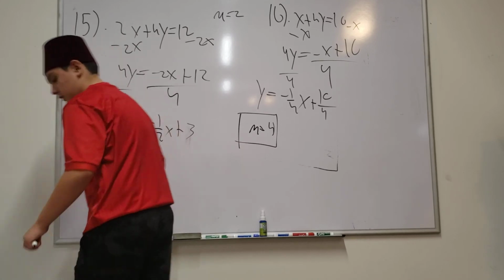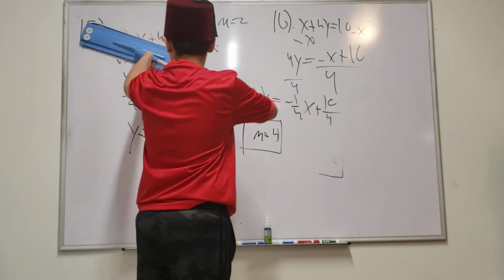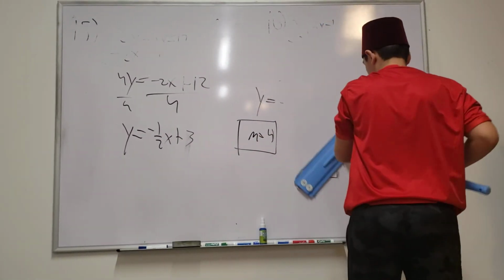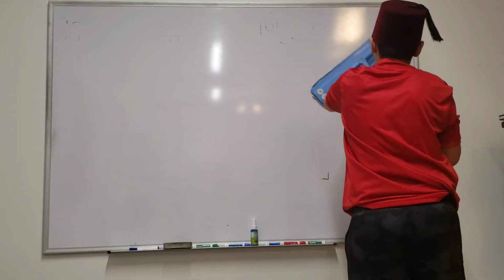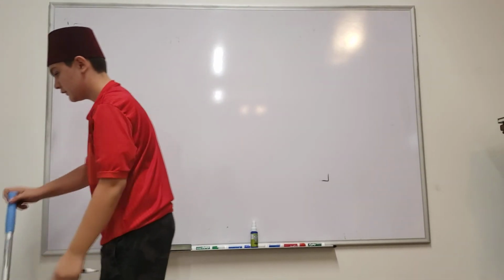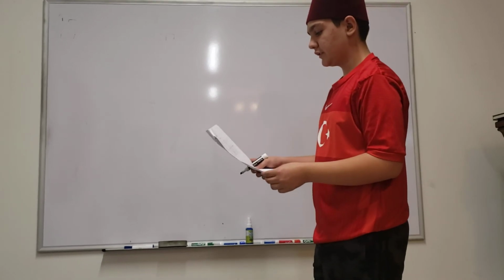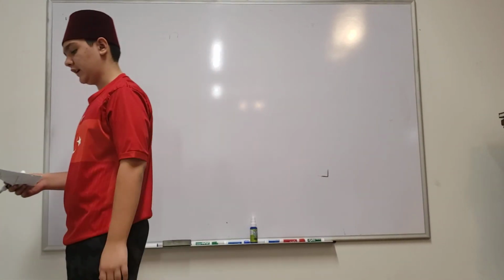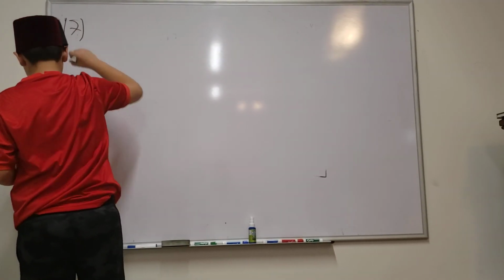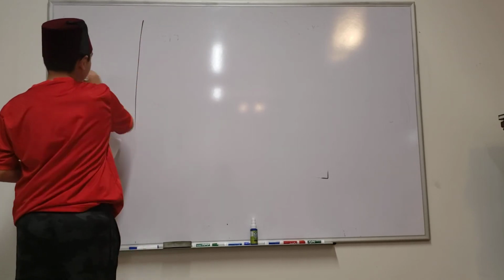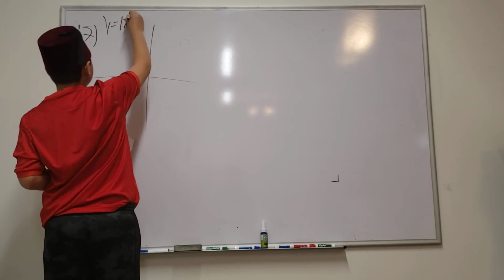Right, so on to graphing, our final section. So graph the function by translating y equals absolute value of x. Alright, so 17. So we're going to have our graph right here. And our equation is y equals absolute value of x plus 2.